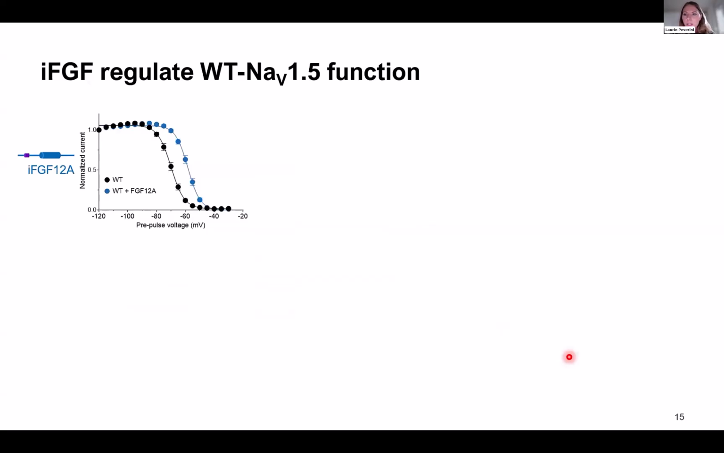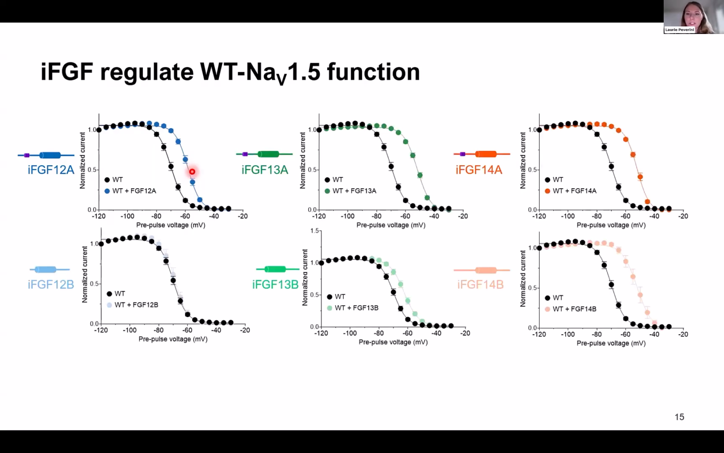So to start the project, we co-expressed wild-type NaV1.5 with FGF12A and followed the steady-state inactivation properties. And when we compare the wild type with the wild type co-expressed with FGF12A, you can see that there is a shift in the steady-state inactivation, as was expected from the literature. And we have performed the same experiments with the other isoforms of FGF. These experiments reveal that they induce an isoform-specific effect. You can see a different extent of depolarizing shift in the voltage dependence of steady-state inactivation.